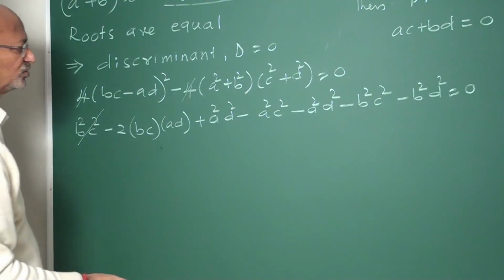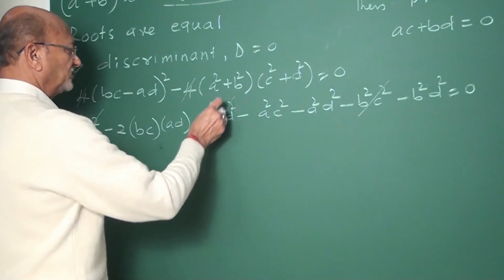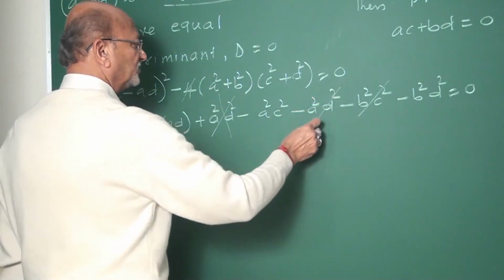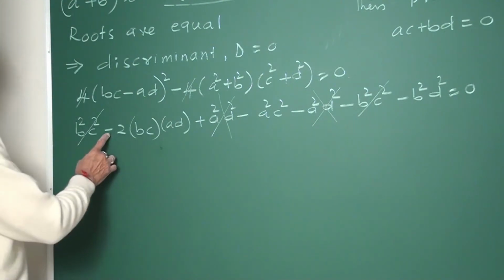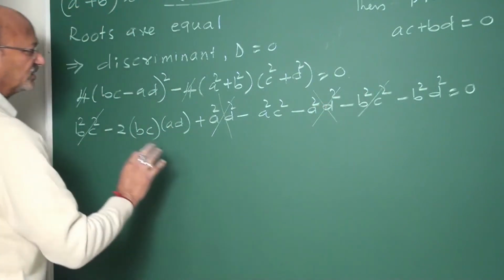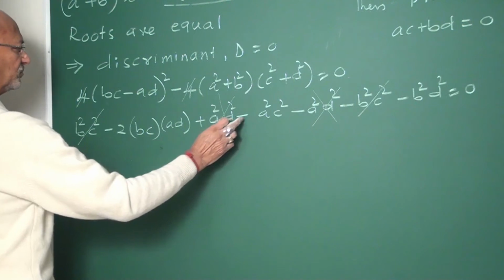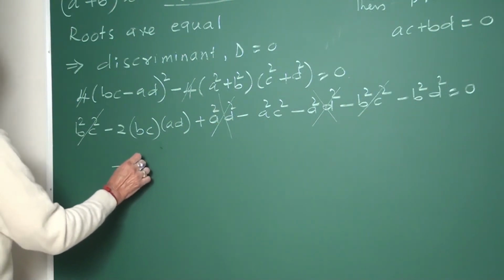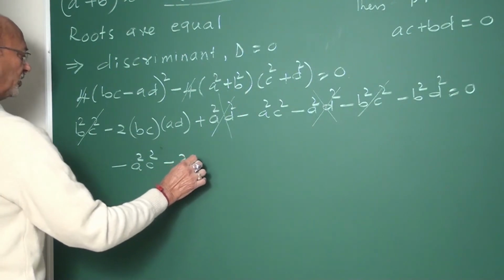Plus B square C square, minus B square C square cancel. It is plus A square D square and minus A square D square. Write the remaining. All the signs are minus. I write this first, minus A square C square. Then I write this, minus 2 ABCD.